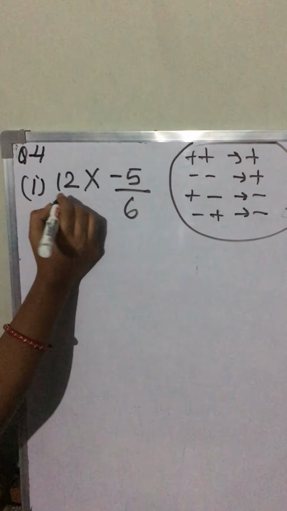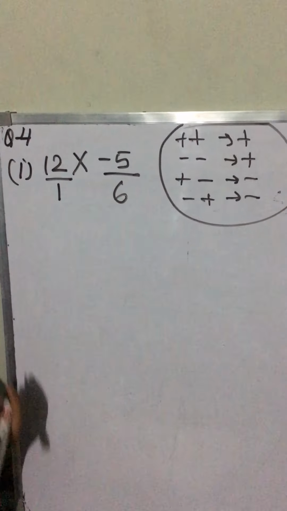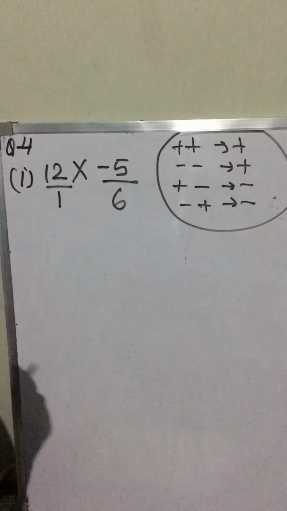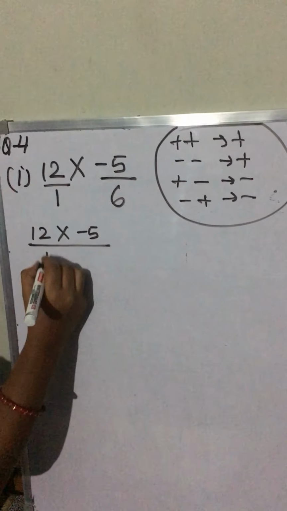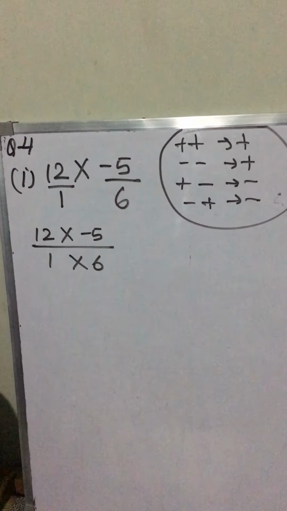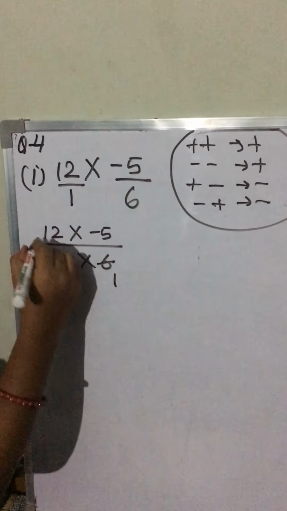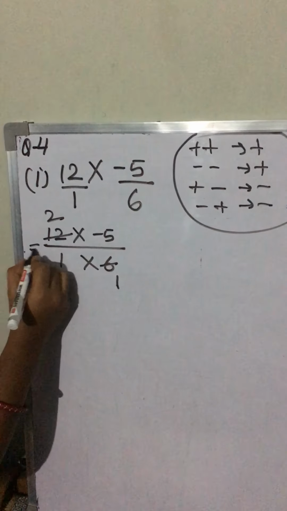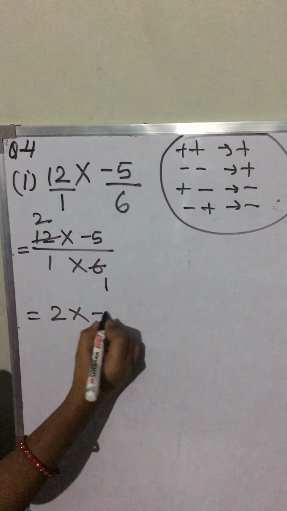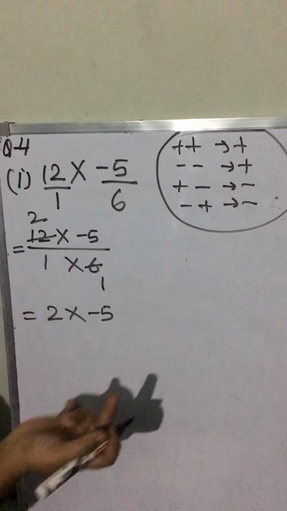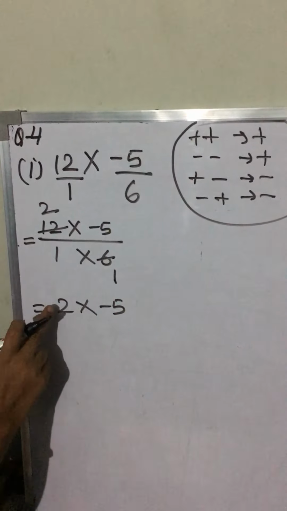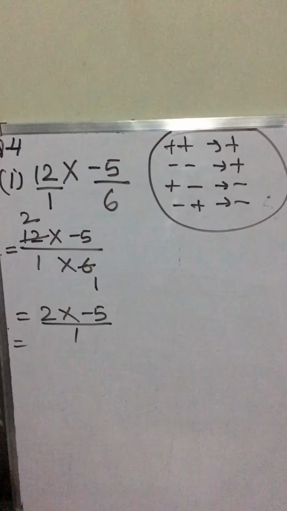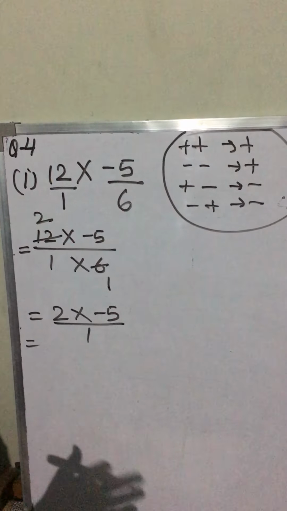Now see children, since there is no denominator, we have kept 1 as the denominator. Now multiply 12 into minus 5, divide by 1 into 6. Can you cut any of the numbers? Yes. 6 1 is 6, 6 2s are 12. Now what is left with us? In the numerator we have 2 into minus 5 and in the denominator we have 1 into 1. 1 into 1 is 1. Okay. So now you see the denominator will be 1 only. You write it or do not write it, the answer will remain the same.